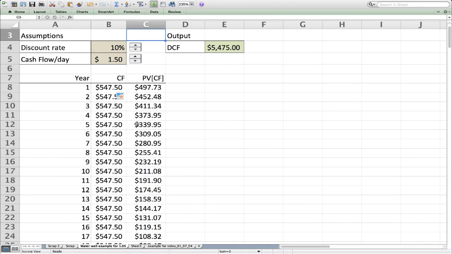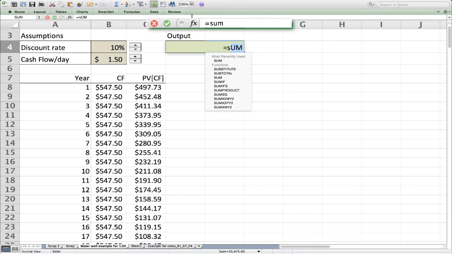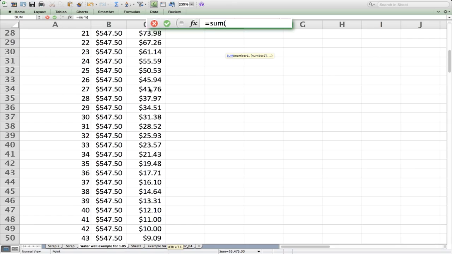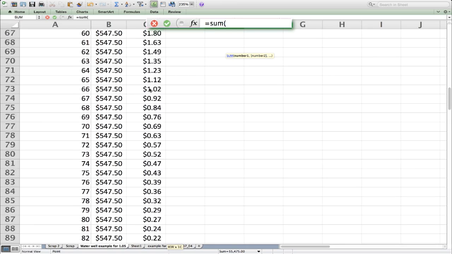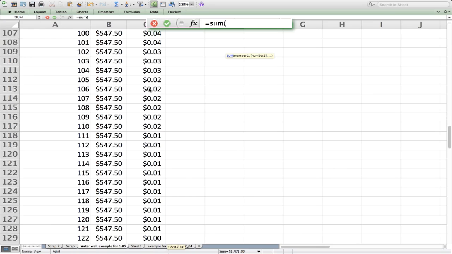Okay, now all I have to do to figure out the value of the well from a discounted cash flow perspective is add up, and that's what I've done up here, is just sum. So let's do it together. Equals sum. And I'm going to go and highlight all these cells. And as I sum up all those cells all the way down, that's going to give me the answer, the sum of the discounted cash flows. I'll just do this out, say, 100 years or so.